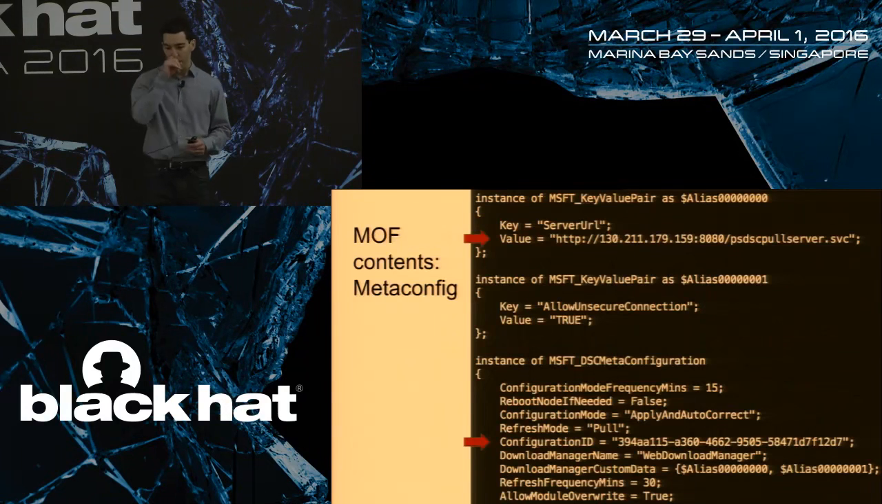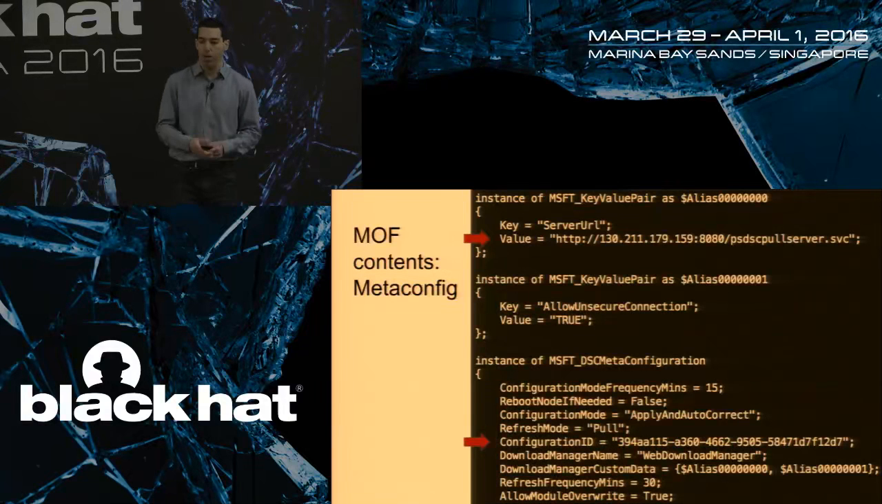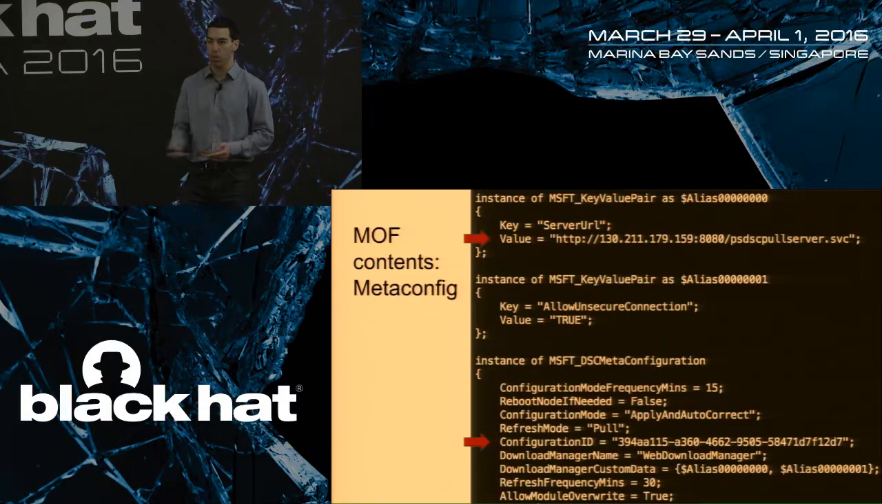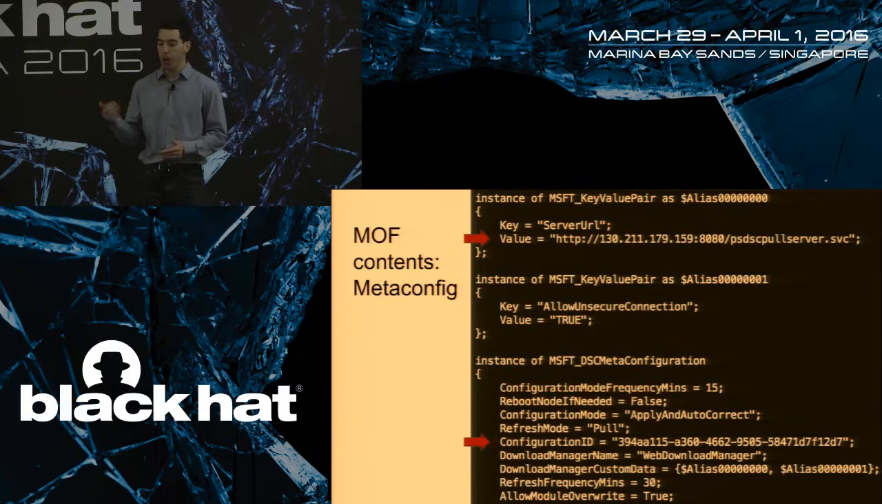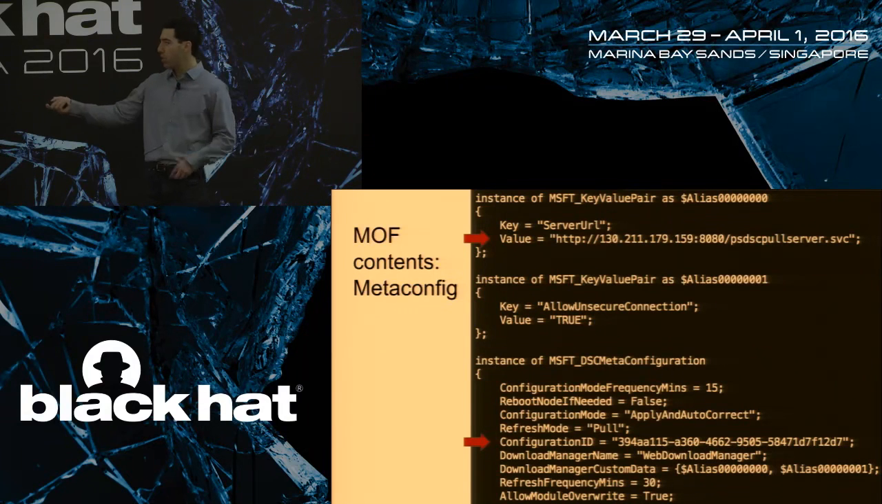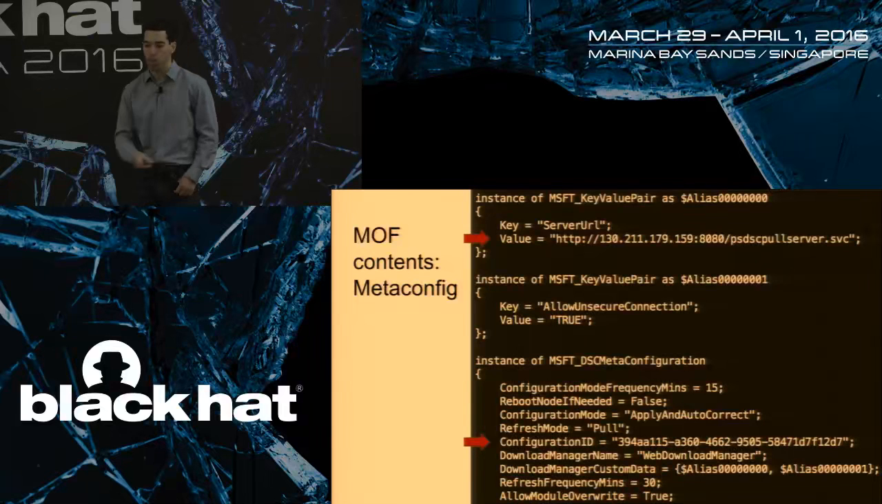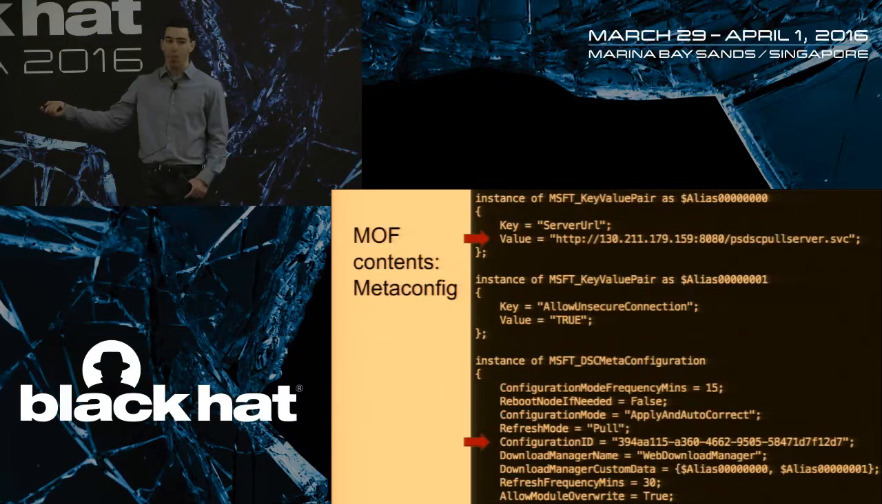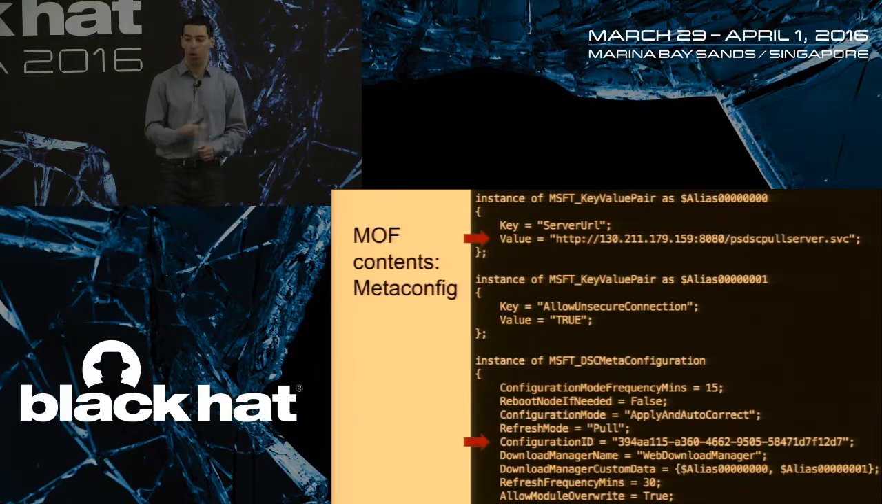So what's in the metaconfig.mof? If you haven't seen MOF files before, they're actually human readable text. Metaconfig.mof contains a key value pair of the server address from which the config was pulled. And so you can see right there we've got the IP and port of our pull server, as well as the configuration ID that is represented by whatever is in current.mof.